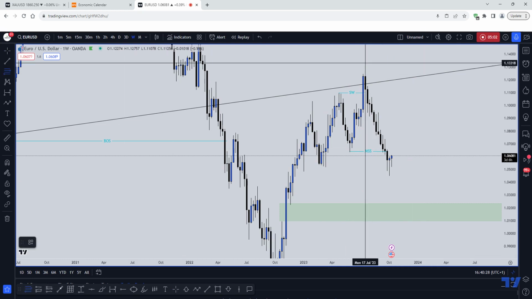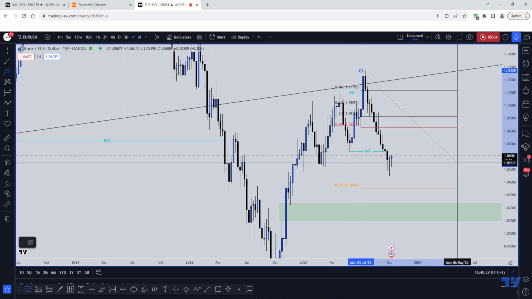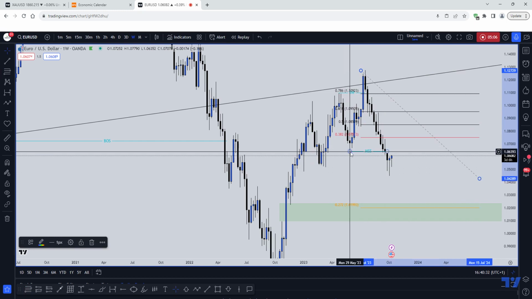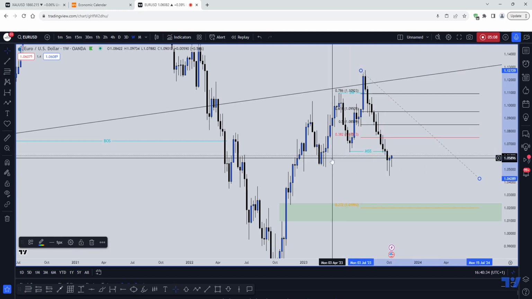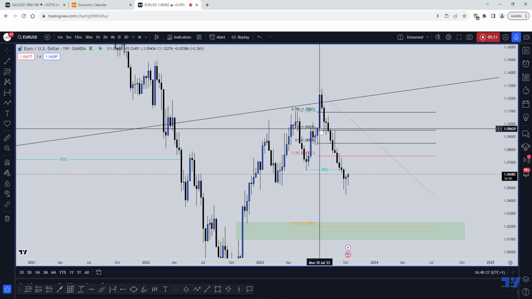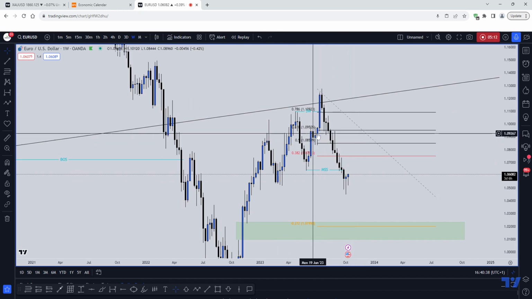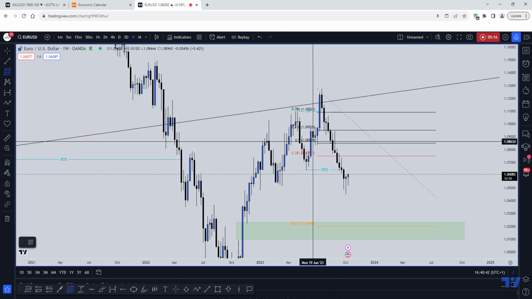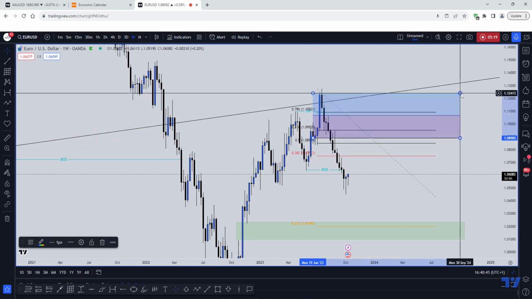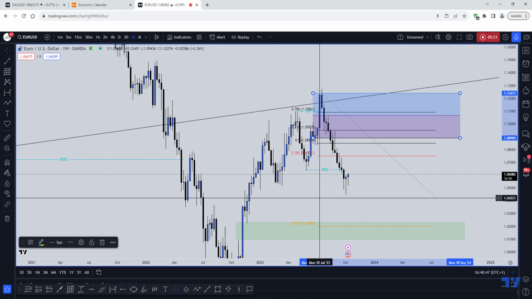Now what we need to do is take our Fibonacci from the high to the low of the weekly impulsive move, which created this market structure shift. And what we can identify is the 0.5 and the 0.618 Fibonacci retracements exactly here, in confluence with this level of supply, which created the weekly market structure shift.